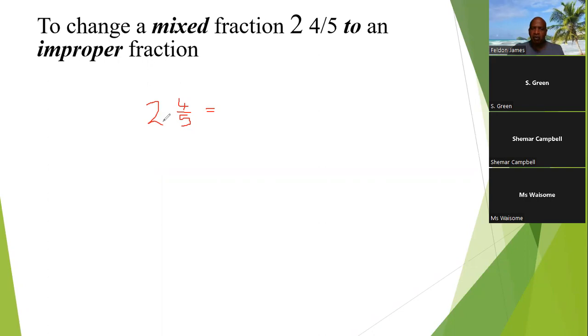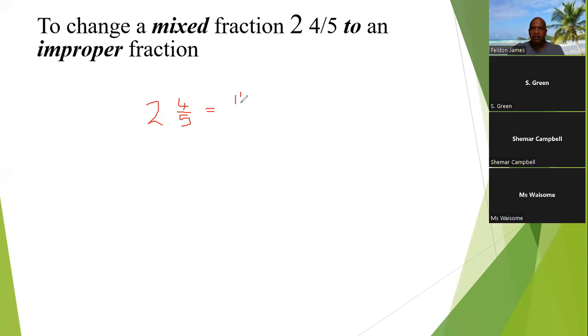And then now the 2 whole pizzas have 10 slices, and then we have this extra slices which is 4. Now we have to add that extra 4 to the 10 slices to give us how many slices in total?